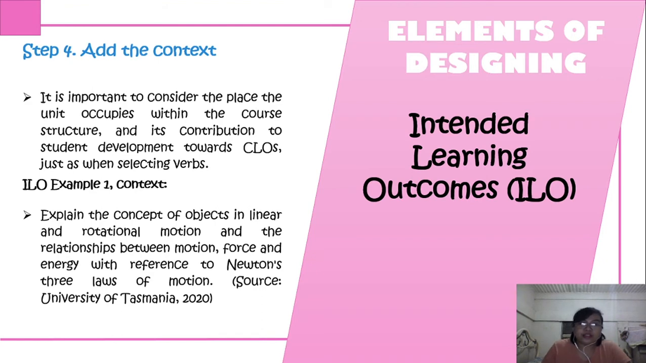As has been stated in my example, the students will be able to explain the concept of objects in linear and rotational motion and the relationships between motion, force, and energy with reference to Newton's three laws of motion. So the context in the example is to explain the concept of objects with reference to Newton's three laws of motion, and that is how you add the context in intended learning outcomes.